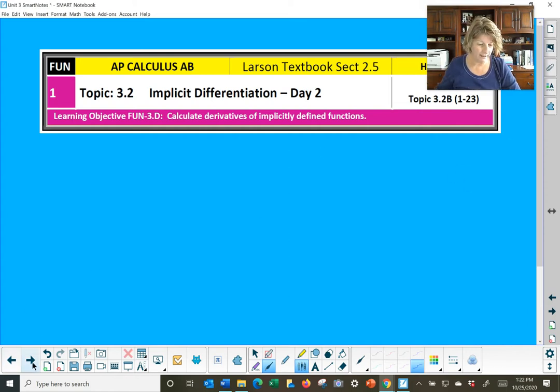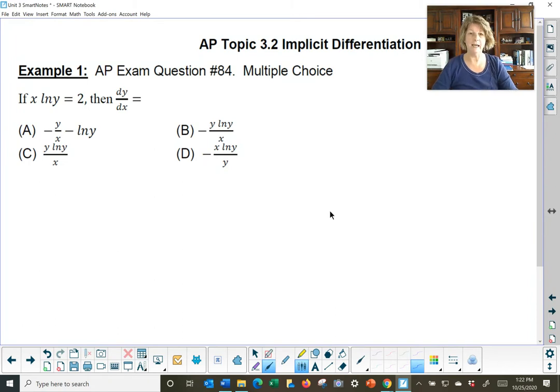So here we go. First one is an AP multiple choice question, and this is question number 84, which means that it would be on the with calculator part of the test. And you're going to see that there really is no need for a calculator on this one. And that is true of many of the questions that sit in the calculator section of the AP exam. All right, here's my function. If x natural log y equals 2, then dy dx equals. And you're supposed to recognize the fact that you'll need to use implicit differentiation to take the derivative on this.